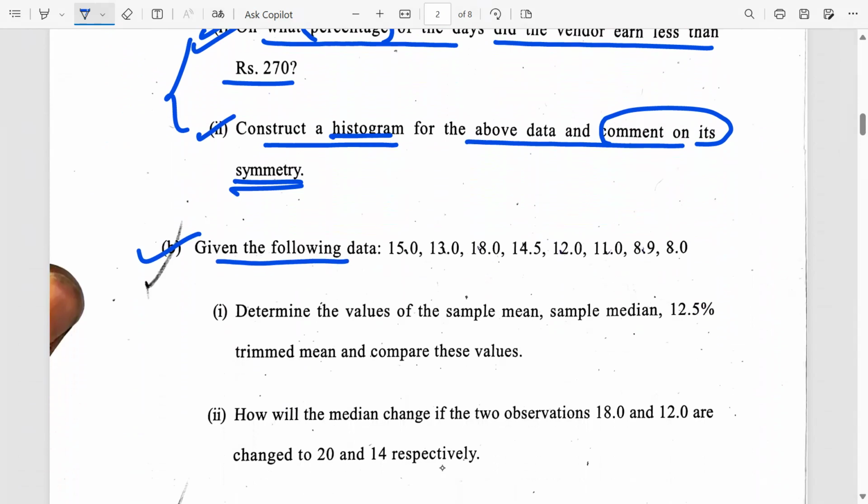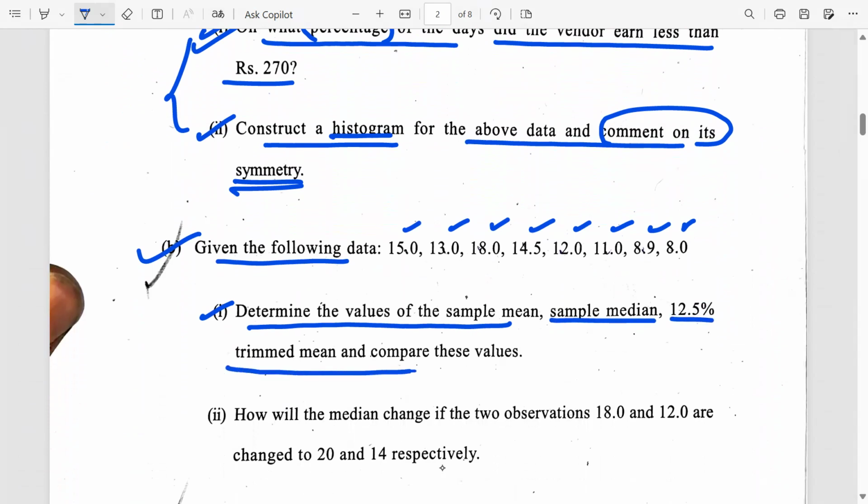Given the following data, they are given the data 15, 13, 18, 14.5, 12, 11, 8.9, and 8. So it's a series of individual observations, basically. Determine the values of sample mean and sample median and 12.5% trimmed mean and compare these values. So it's a very easy and a direct question, I'll say. So let me first of all quickly come to the whiteboard to solve this.